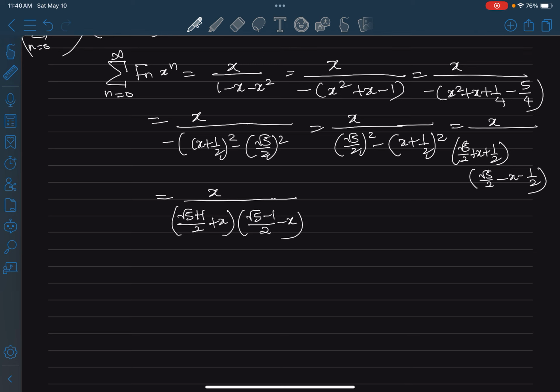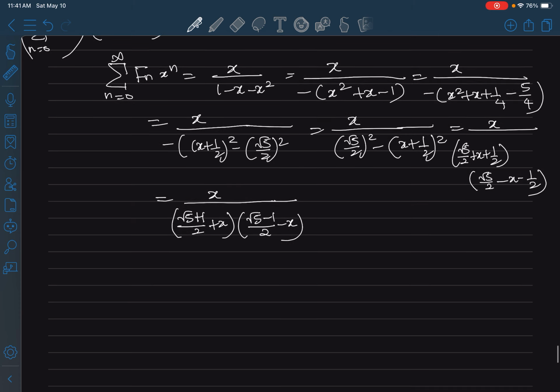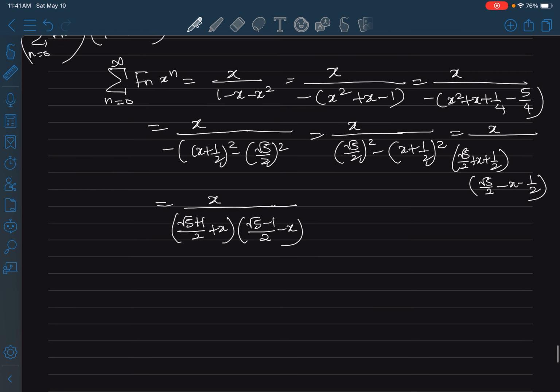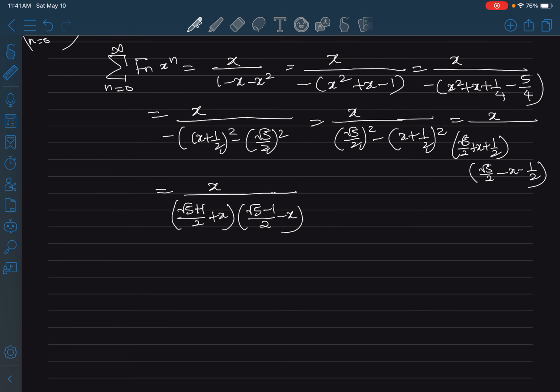Okay, so now we have this. We should now try to break into partial fractions, right? Because only then can we use the geometric series formula and get x to the power n and such things, right? So to break it, it's not that hard actually. Okay, let's see. It should not be that hard. So let's try to see.